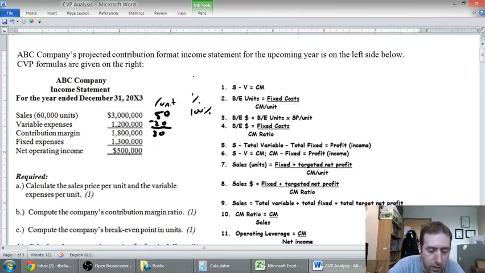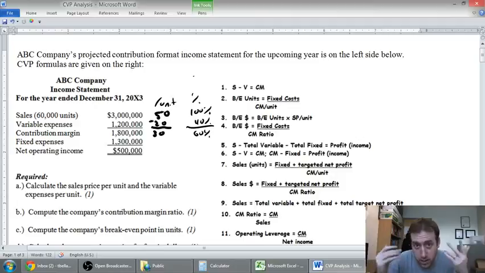Variable expenses divided by sales, 1.2 million divided by 3 million. Well, variable expenses represent 40%, and contribution margin 60%. And those just come in handy. The 60% is actually our contribution margin ratio. But anyway, we haven't answered any part of the question. I've just said, these are things I like to think about.